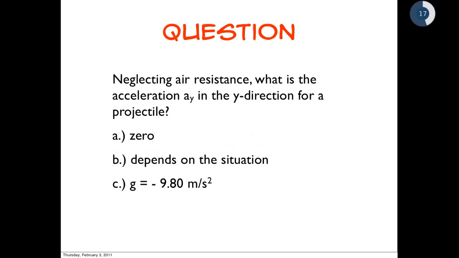A second question. If we neglect air resistance, what is the acceleration in the y direction for the projectile? Is it A, 0, B, does it depend on the situation, or C, is it equal to negative 9.8 meters per second squared? The answer is C. The acceleration in the y direction is equal to the gravitational acceleration.